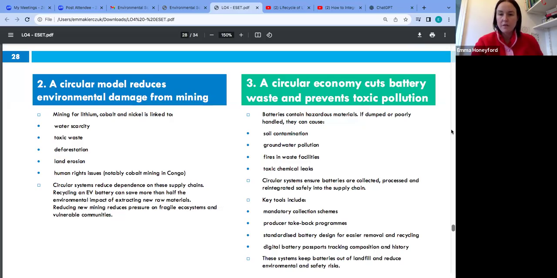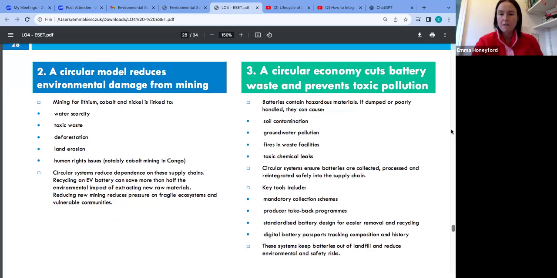And there are some different things to think around. So some other impacts of batteries if they are dumped in landfill: you've got soil contamination, groundwater pollution, fires in waste facilities and toxic chemical leaks. So if we do use circular economy principles, we can avoid those impacts. We can collect, process and reintegrate safely into the supply chain.